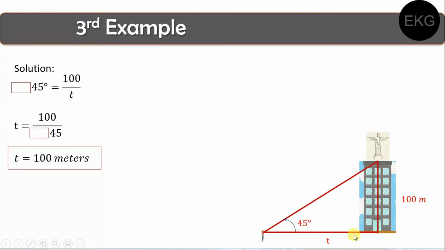It also makes sense, because if you look here, this is 90 degrees. This is 45. We said last time that the sum of the internal angles within a triangle is 180. So you have 90 and 45. What is missing to make 180? So it's also the same, 45 degrees here. So if this 45 degrees has 100 meters opposite it, and this is also 45 degrees, then the side opposite it will also be 100 meters.